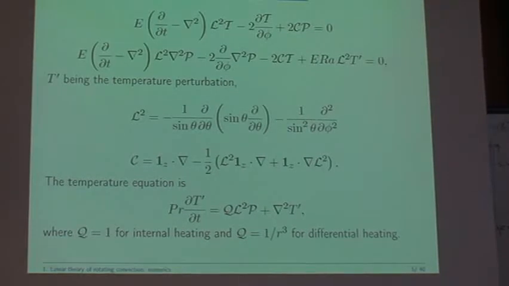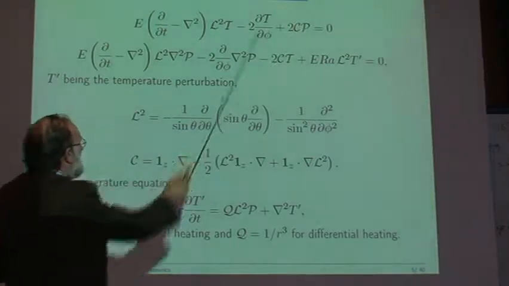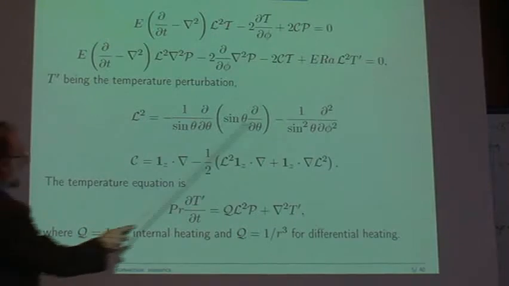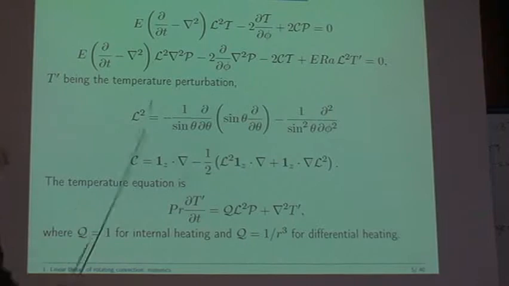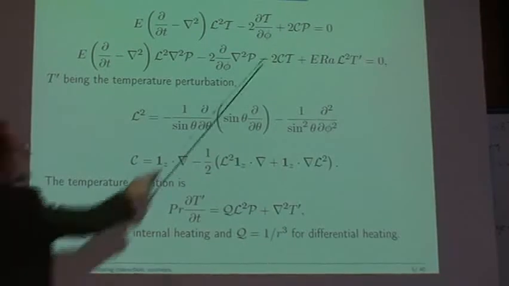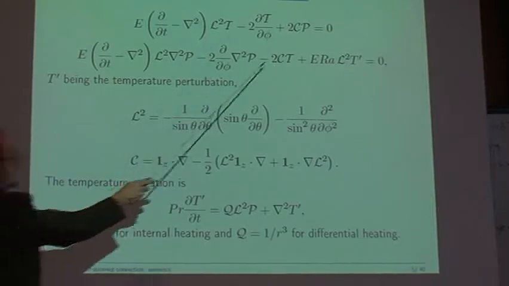I'd just like to draw your attention to one or two things here. There's this rather awkward operator. The L squared operator is rather nice because that's just the horizontal part of the Laplacian operator. So if we're going to expand in spherical harmonics, which we usually do, then L squared acting on a spherical harmonic just leads you to L times L plus 1 times that spherical harmonic. That's a very nice formula. This one is slightly more complicated. This is C, the Coriolis operator. And it's this one here which couples the poloidal parts and the toroidal parts.